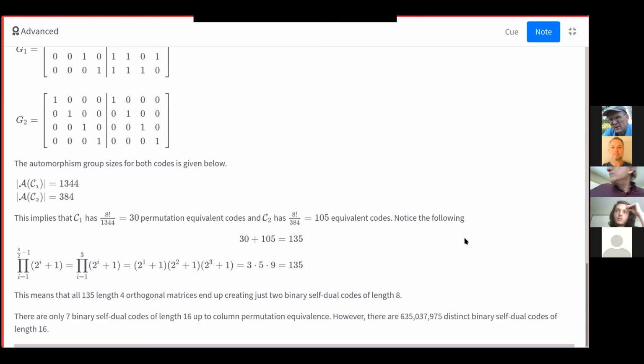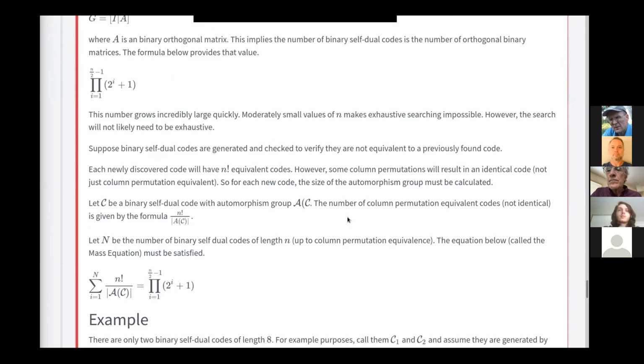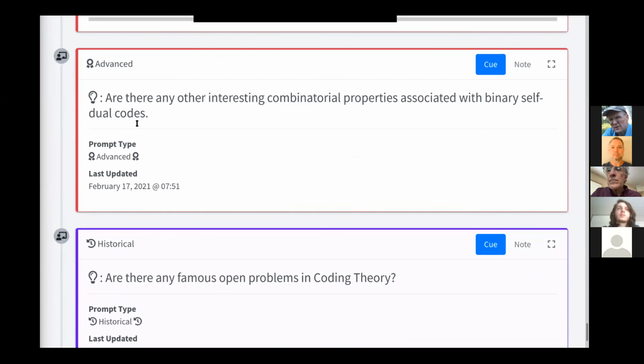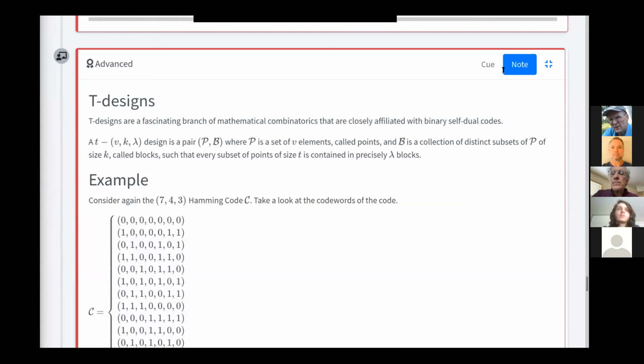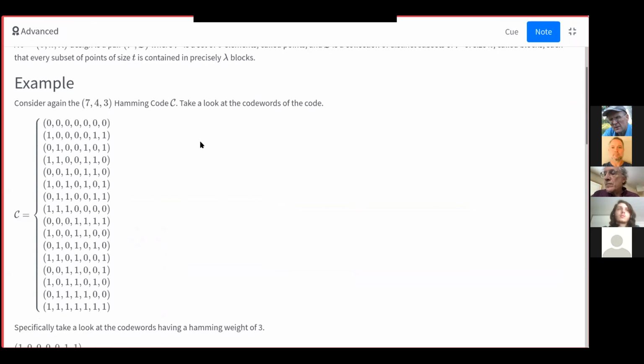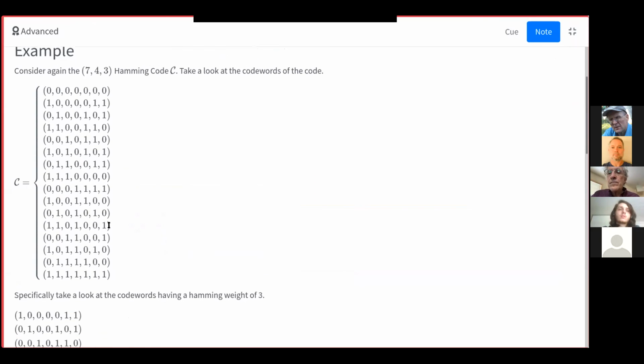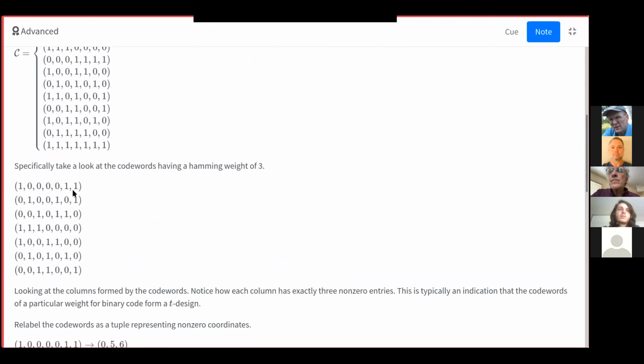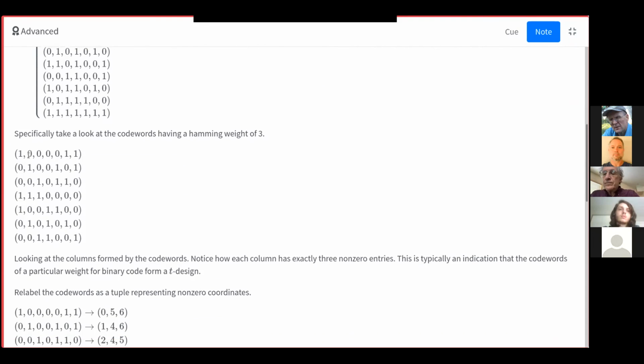So that's self-dual codes, distinct ones, but only 7 of them up to permutation equivalence. Now, are there any interesting properties associated with binary self-dual codes? Yes. If we look at the code words and we only analyze the length 3 code words, these right here are all the ones of length 3. Now, if we look, each one of the columns just has a sum of 3.